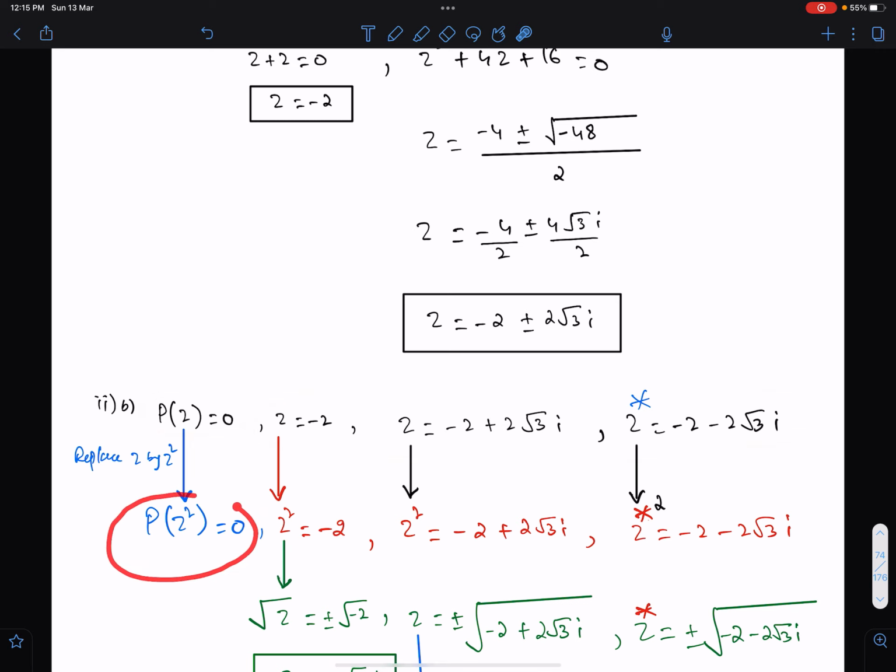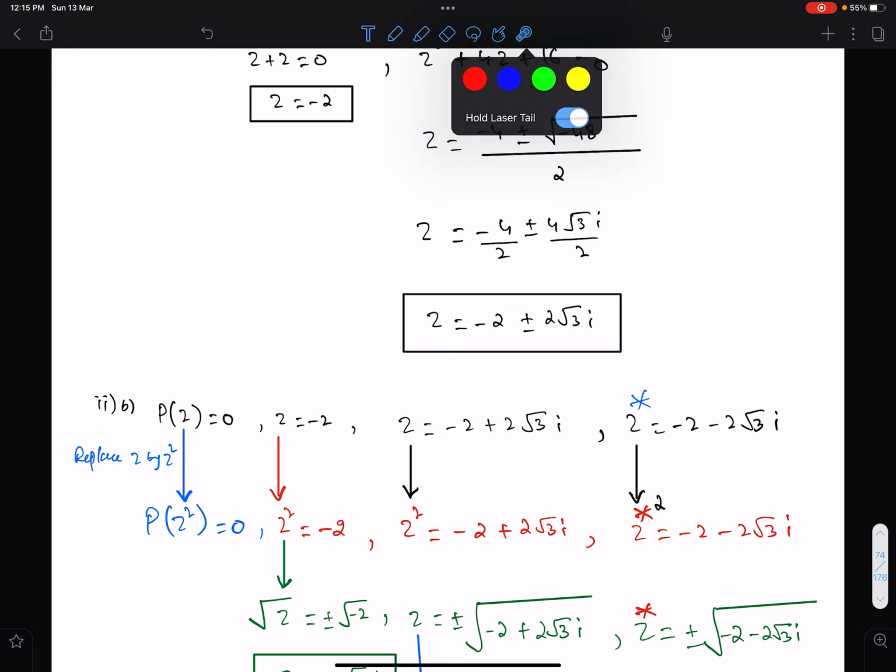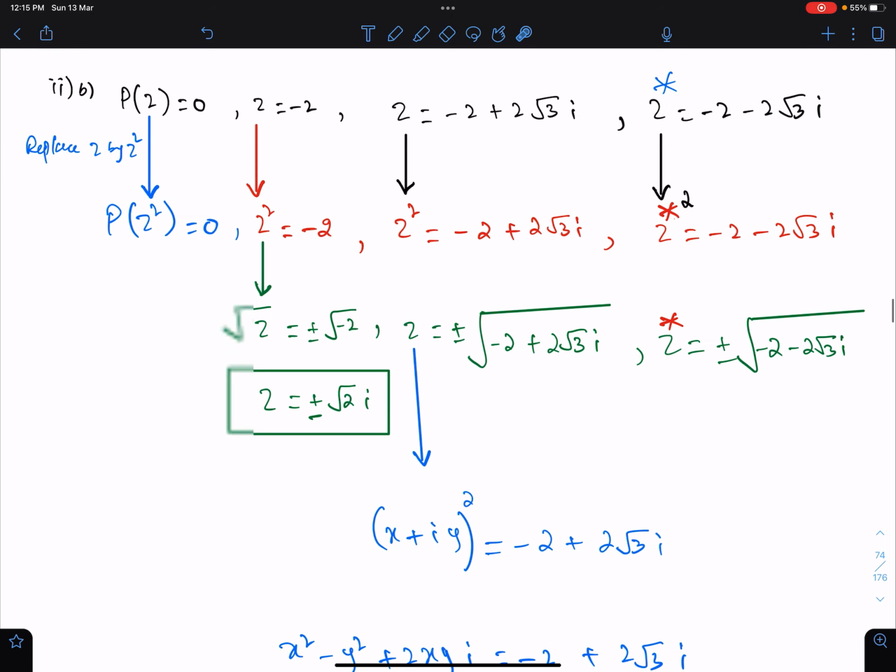To solve this equation, we need to replace this z by z square and all these three z's by z square. Now we need to solve this equation first. By taking the square root on both sides of this equation, we can get the required two answers. So the answers are plus minus root 2i. But this one is not as simple as this.